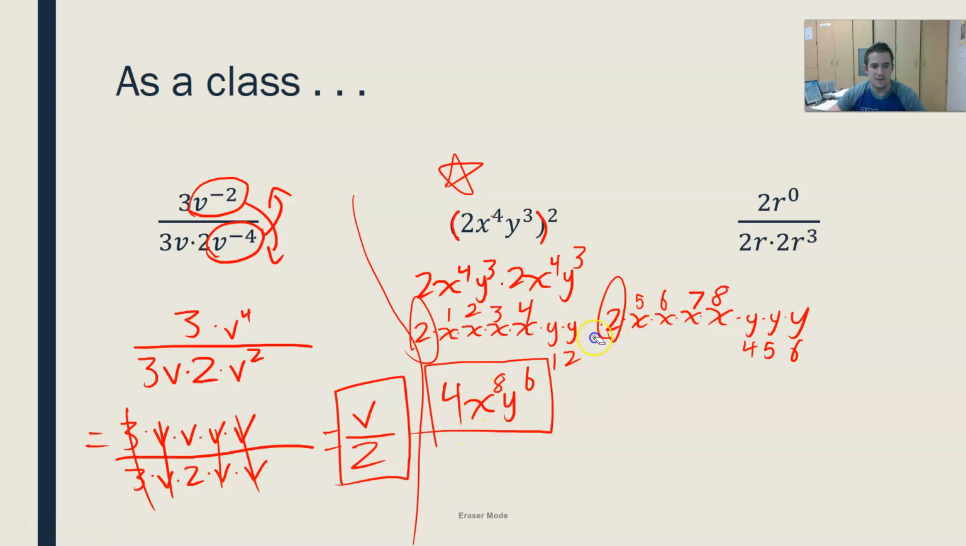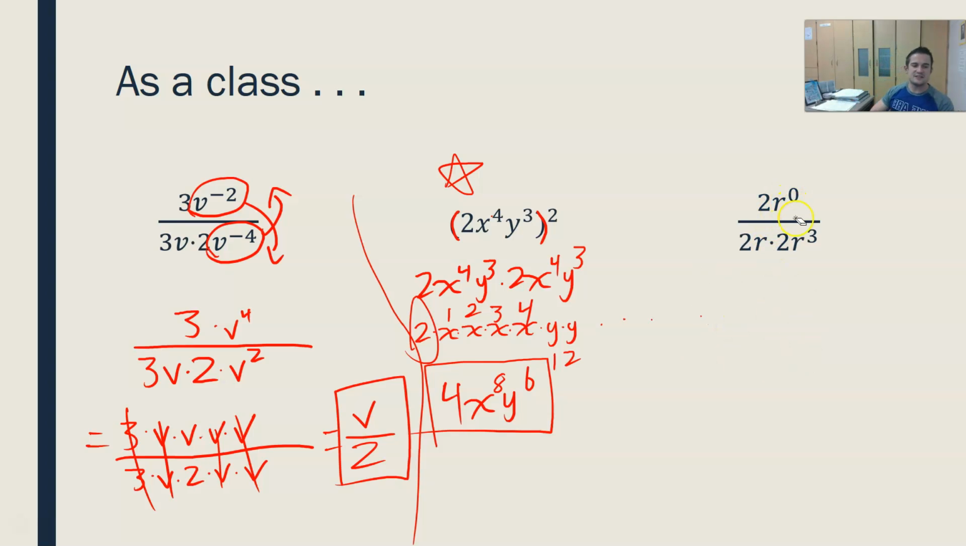Okay, let me erase this and I'll do a few more. 2r to the 0 power divided by 2r times 2r to the 3rd power. Well, first thing I want to double check is, do I have any negative or 0 exponents? Well, I do have a 0 exponent here. R to the 0 power, that's the same as 1. So this is really 2 times 1 over 2r times 2r to the 3rd.